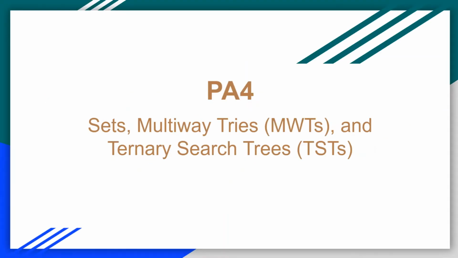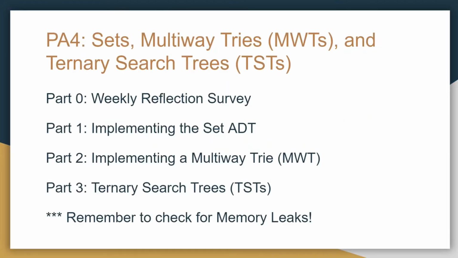So now PA4, this consists of sets, multi-way tries, and ternary search trees. There are 4 parts to this assignment. Part 0 is the weekly reflection survey, and we really hope that you complete this, as it gives us information on how the course is progressing for you and how you think it's going. Then the second part is implementing the set ADT. You're going to be doing this for multiple data structures. The third part is implementing a multi-way try, and the fourth part is doing some problems regarding ternary search trees.